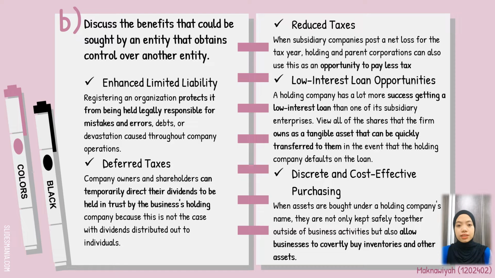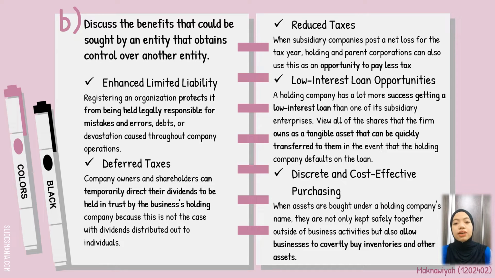Secondly, deferred taxes. Company owners and shareholders can temporarily direct their dividends to be held in trust by the business holding company, because this is not the case with dividends distributed out to individuals. This dividend distribution arrangement is advantageous for tax considerations, as well as allowing the holding company to reinvest the aggregate dividend amounts in a suitable investment.